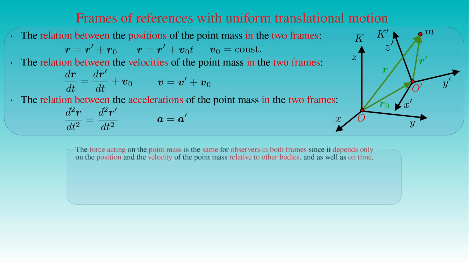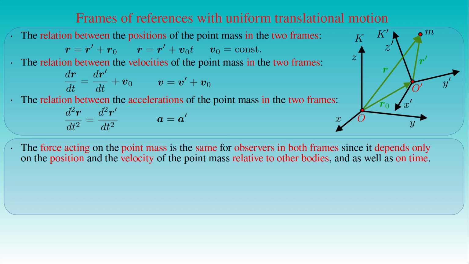The force F acting on the point mass is the same for observers in both K and K', since it depends only on the position and velocity of the point mass relative to the other bodies, as well as on time. As these quantities are identical for both observers, they assign the same force to the point mass.